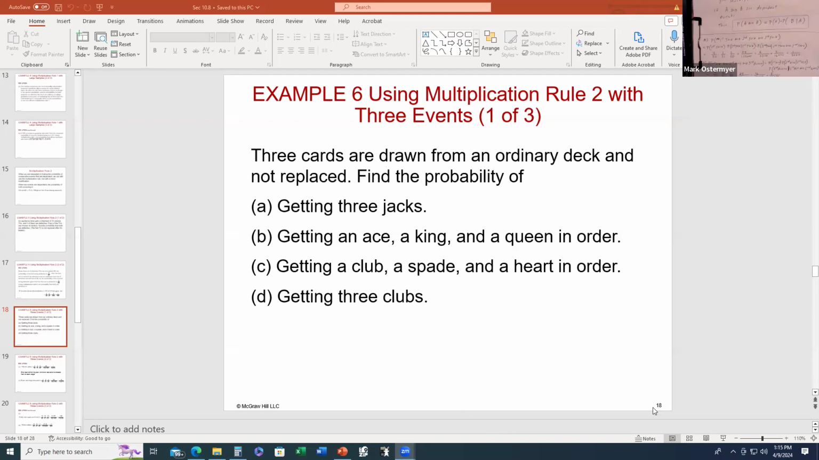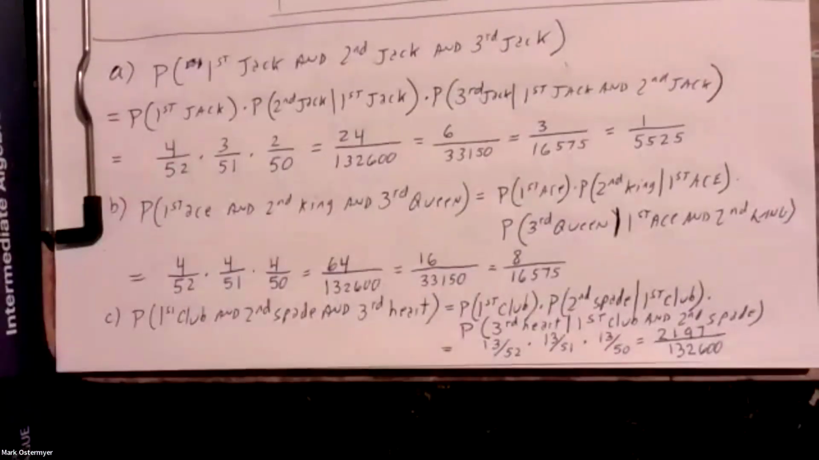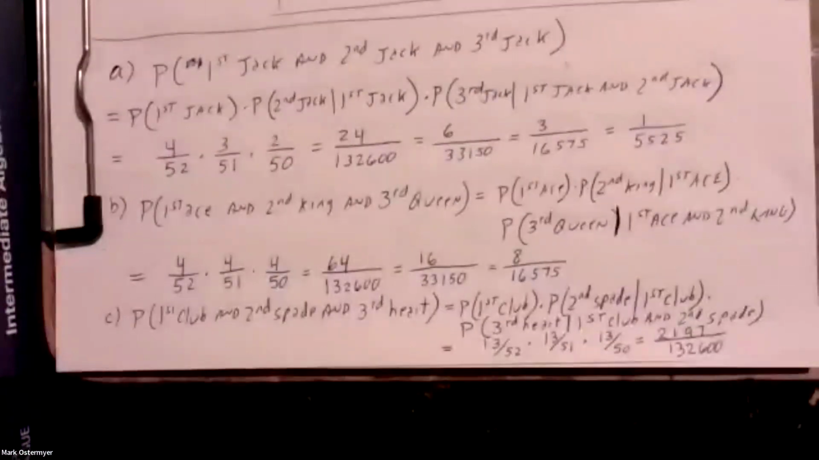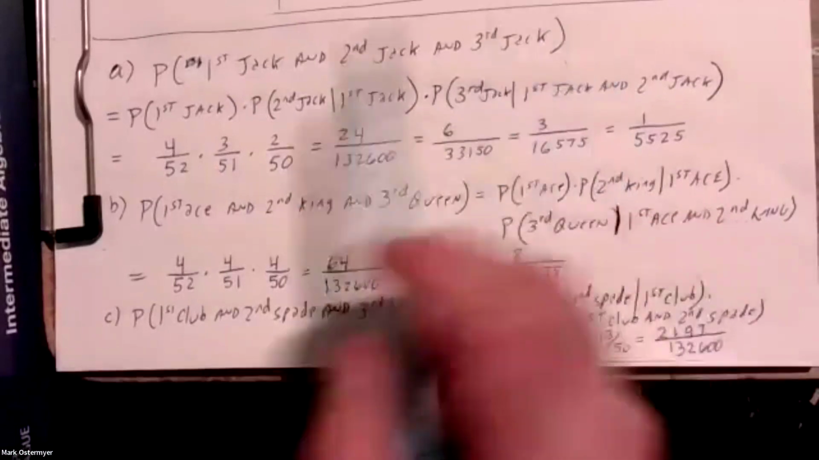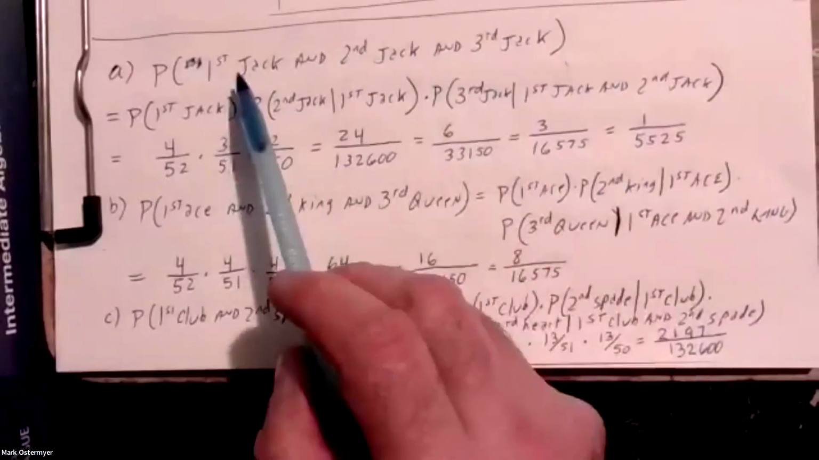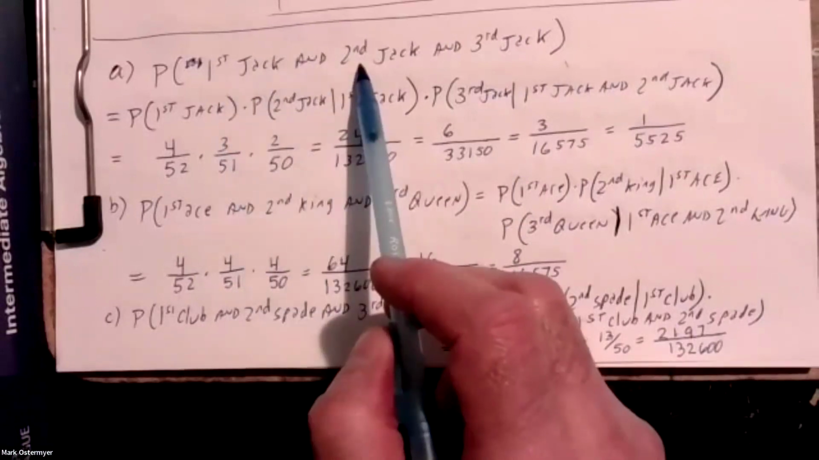All right, let's take a look at these then. So what's the probability that we reach into a deck and pull out 3 cards in succession without replacement? All these events therefore are dependent. So what's the probability that the first selection is a jack, and the second selection is a jack, and the third selection is a jack?